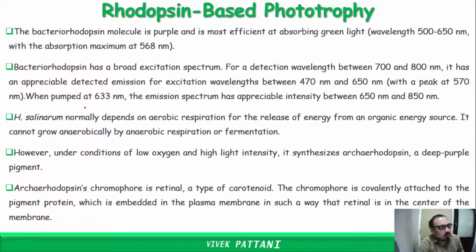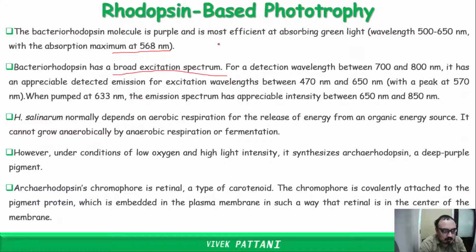So what is the absorbing range of the bacteriorhodopsin molecule? It is basically purple, but it is most efficient in absorbing green light, with an absorption maximum of 568 nanometers. And one thing to be noted is that bacterial rhodopsin has a broad excitation spectrum.